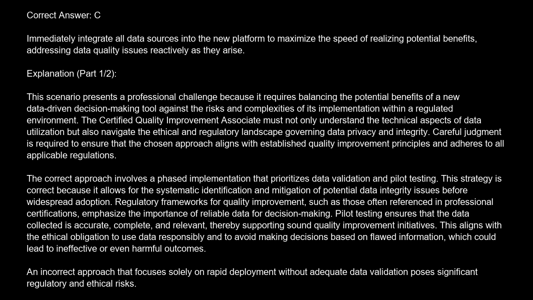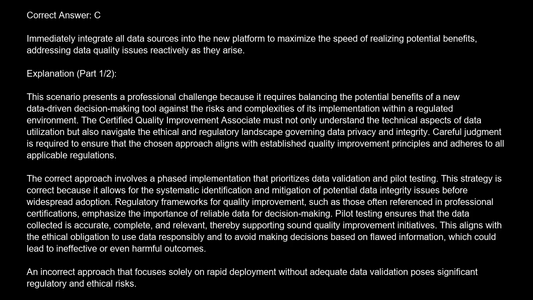Explanation. This scenario presents a professional challenge because it requires balancing the potential benefits of a new data-driven decision-making tool against the risks and complexities of its implementation within a regulated environment. The Certified Quality Improvement Associate must not only understand the technical aspects of data utilization, but also navigate the ethical and regulatory landscape governing data privacy and integrity. Careful judgment is required to ensure that the chosen approach aligns with established quality improvement principles and adheres to all applicable regulations. The correct approach involves a phased implementation that prioritizes data validation and pilot testing.